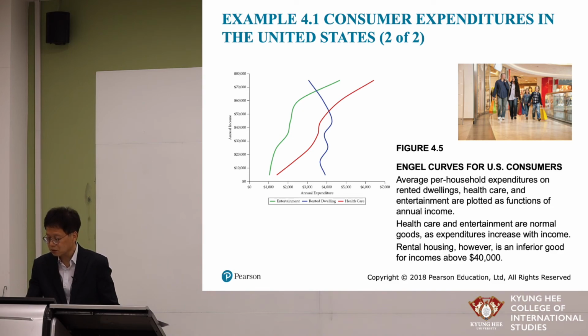Healthcare and entertainment are normal goods. As your income increases, expenditure increases. Consumption increases with your income. Rental housing, however, is an inferior good for income above $40,000. When your income is above $40,000, that is negative. Okay.